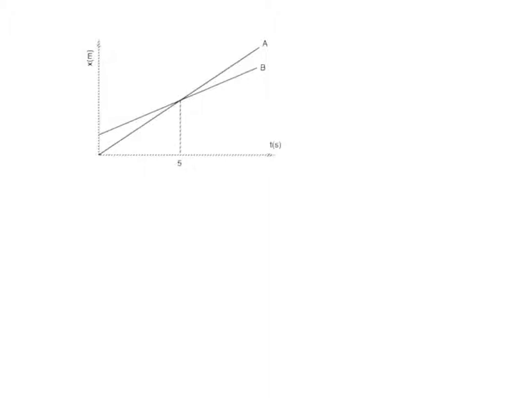So, what is this graph telling us? Well, this is the position we see. X in meters, the position. We have the time here. And we have cyclist A, if you remember correctly, here. We have cyclist B here.